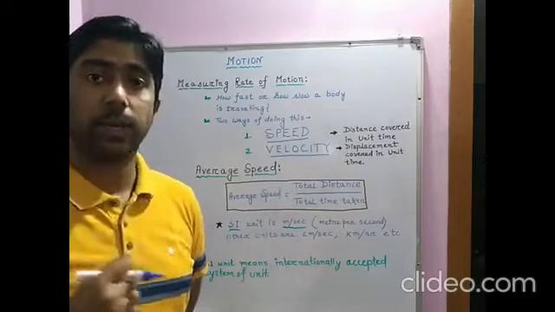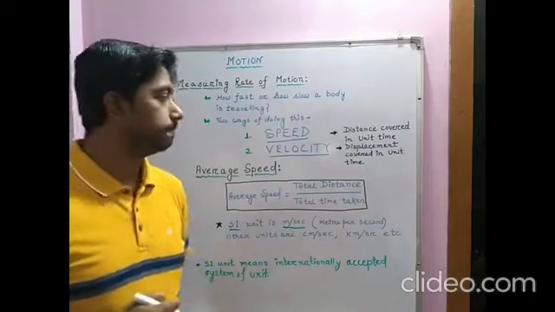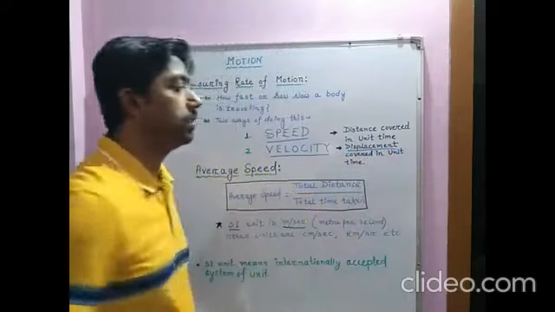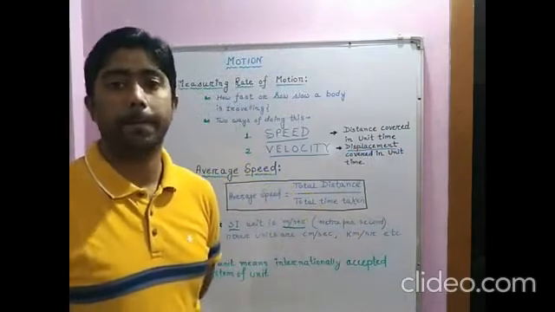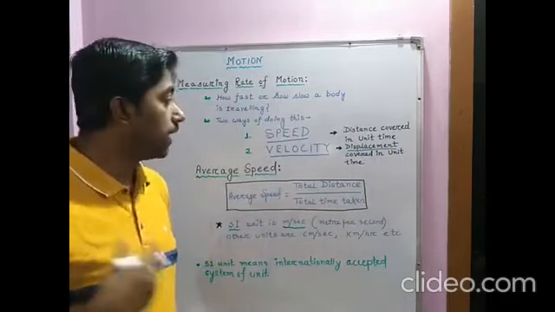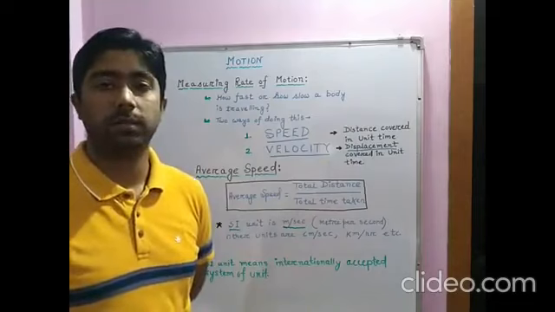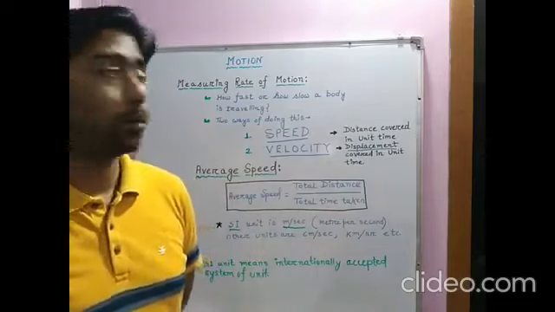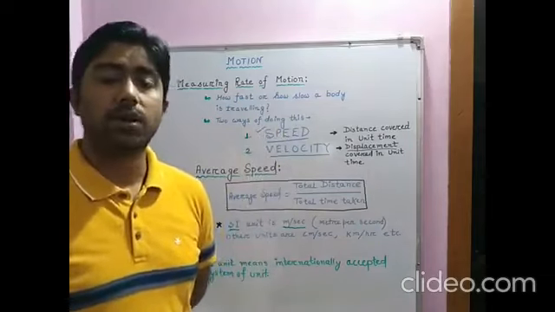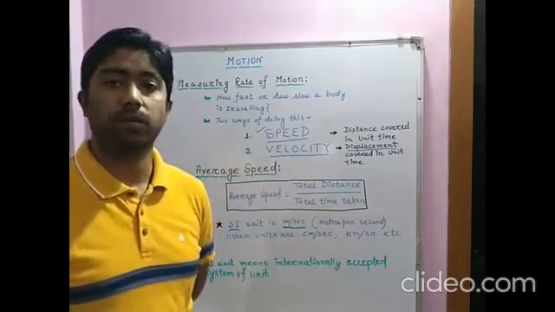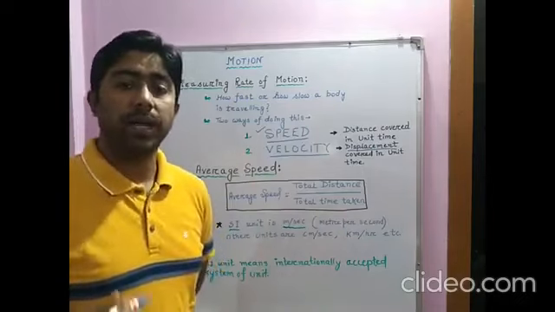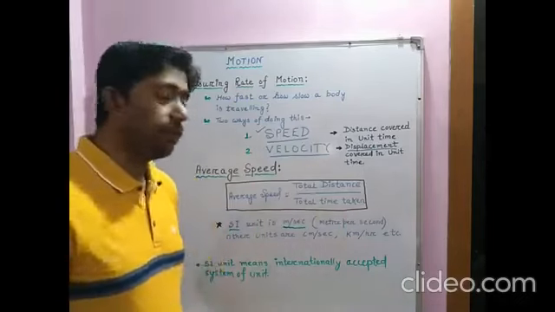Now, let us discuss what is velocity. Velocity is the displacement covered by a moving body in unit time. In unit time, the displacement covered by a moving body is known as velocity. So there are two ways of measuring rate of motion, either by knowing speed or by knowing velocity. It depends on the observer's requirement, what he or she wants to know about the moving body.